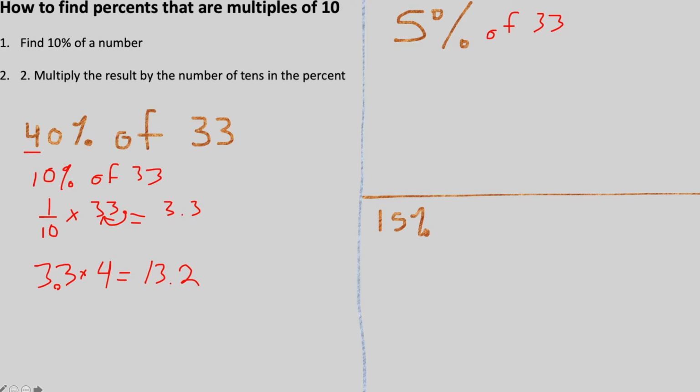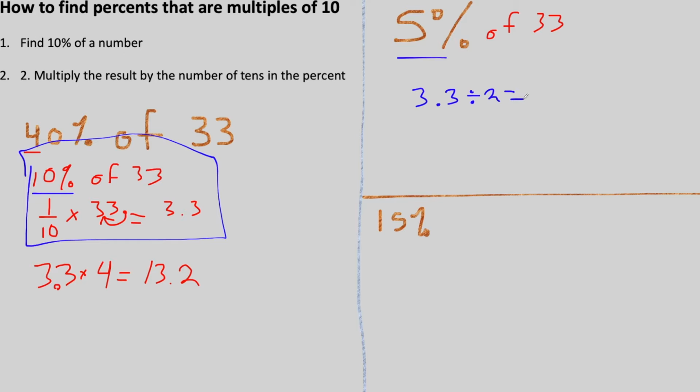Now what if I wanted to take 5% of 33? Well, I'm going to go back here. I'm going to change my colored pen so you can see this easier. I'm going to use blue this time. If you notice right here, we have already taken 10% of that number. So if I know that 10% of that number is 3.3, I can now divide it by 2 because 5% is half of 10%. Then if I divide 3.3 in half, that is going to be 1.65.